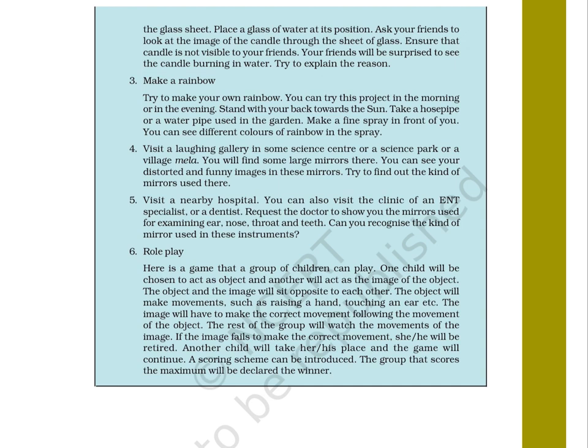6. Role play. Here is a game that a group of children can play. One child will be chosen to act as object and another will act as the image of the object. The object and the image will sit opposite to each other. The object will make movements such as raising a hand, touching an ear, etc. The image will have to make the correct movement following the movement of the object. The rest of the group will watch the movements of the image.